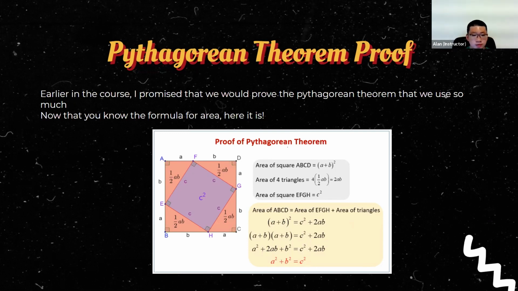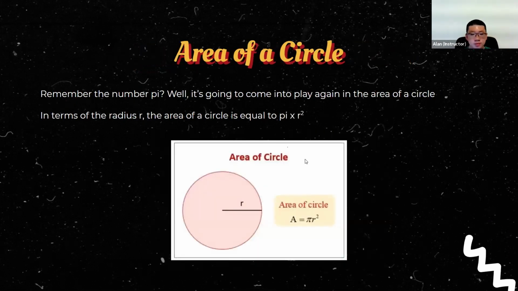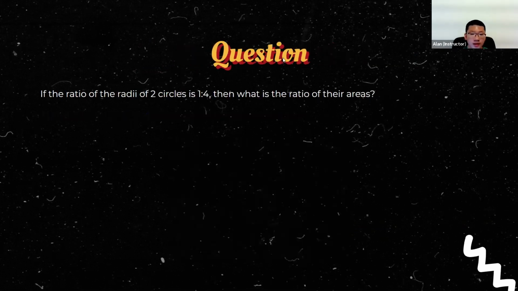So now that we've proven the Pythagorean theorem, it's pretty nice. I hope you guys enjoyed that. And finally, now we're going to move on to the area of a circle. Do you remember the number pi? Well, it's going to be used again to find the area of a circle. In terms of the radius r, the area of a circle is equal to pi r squared. And so using this, if the ratio of the radii of 2 circles is 1 to 4, then what is the ratio of their areas?